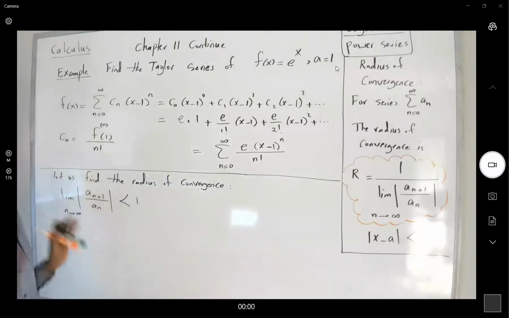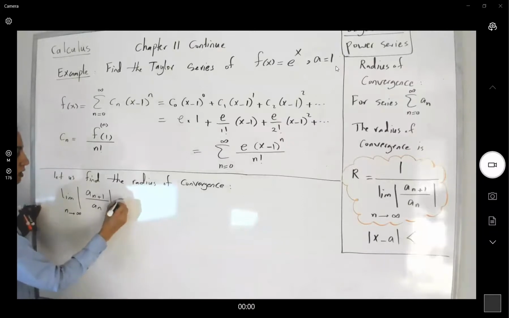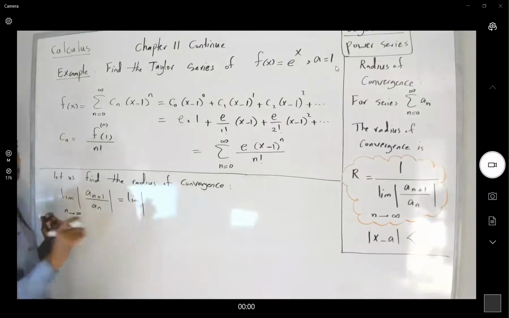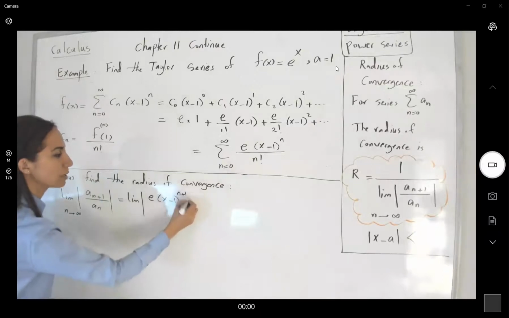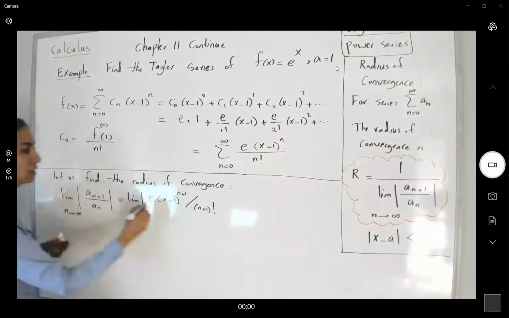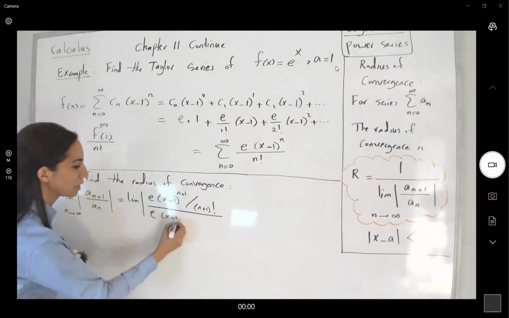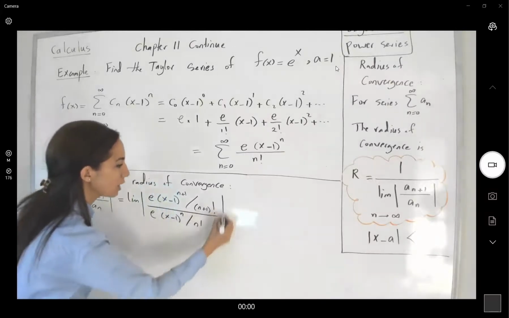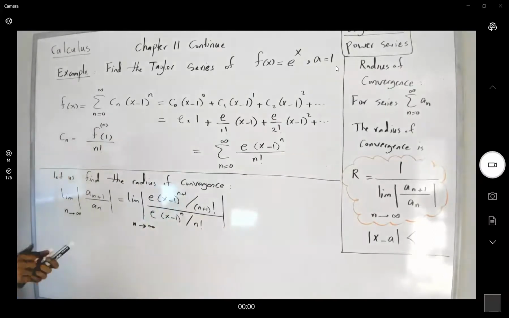Otherwise, we don't have convergence. So step by step, we're going to calculate this limit. This limit is equal to the limit of the absolute value of a_{n+1}, so you have e times (x-1)^(n+1) divided by (n+1) factorial. This is a_{n+1} divided by a_n, which is e(x-1)^n divided by n factorial, as n goes to infinity. We can quickly just cancel out e and e.